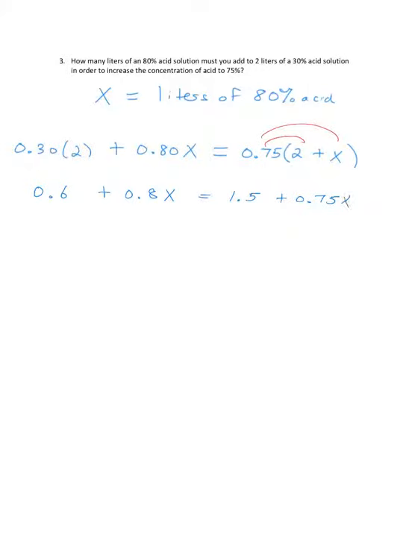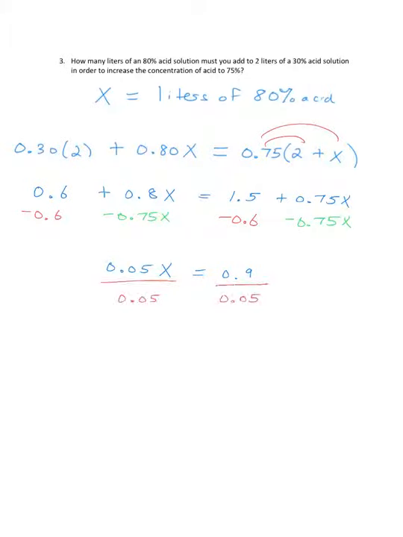So I'm going to subtract 0.6 from both sides, as well as subtract 0.75x from both sides. If I do this, I end up with 0.05x is equal to 0.9. I now want to divide both sides by 0.05.